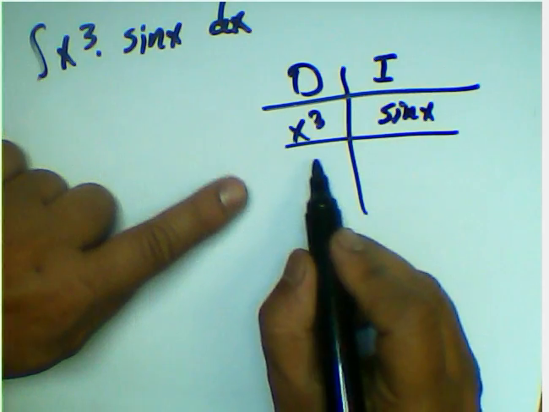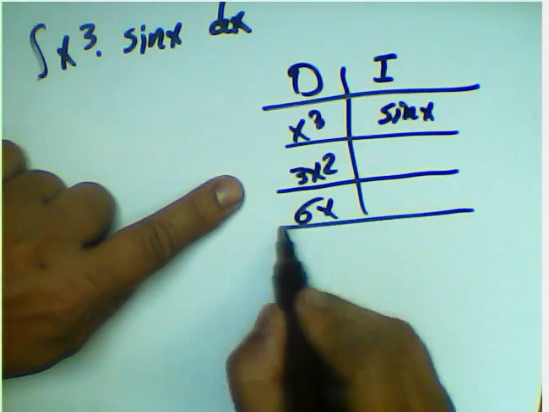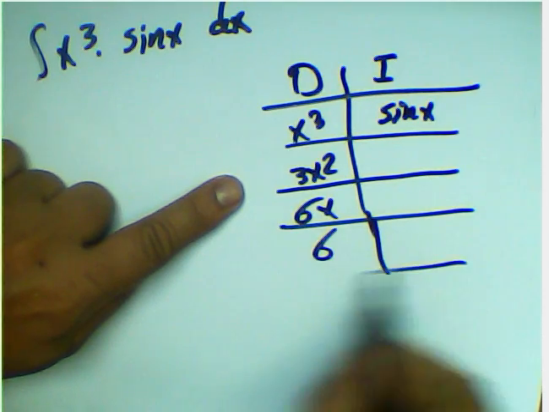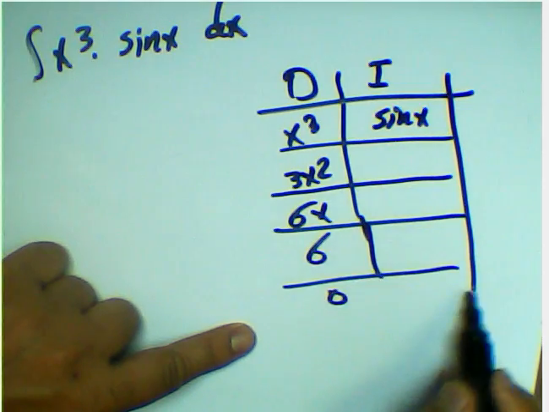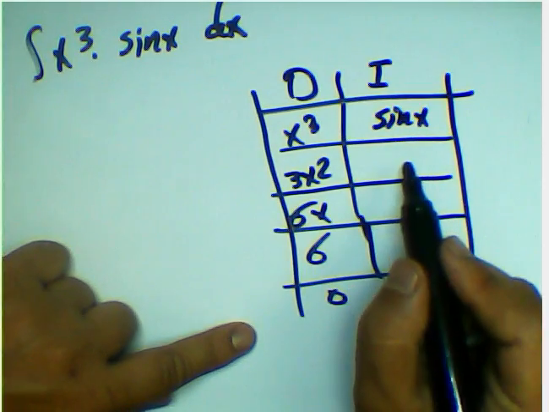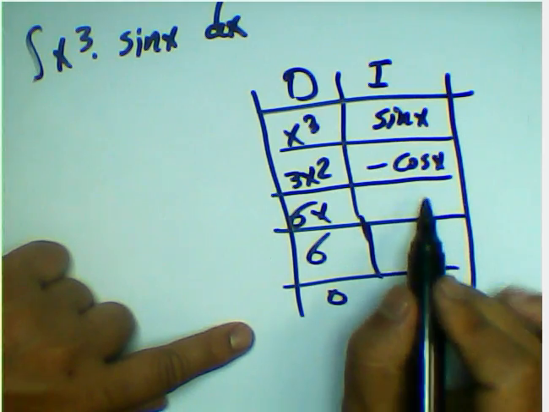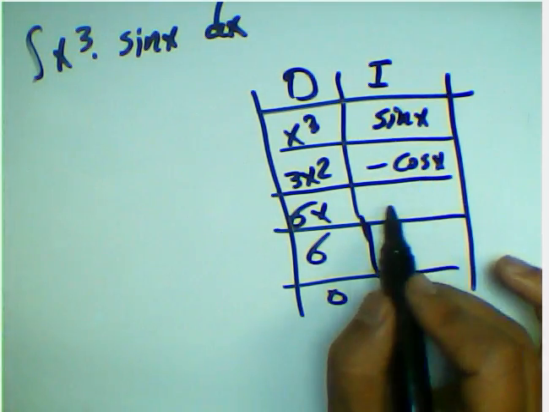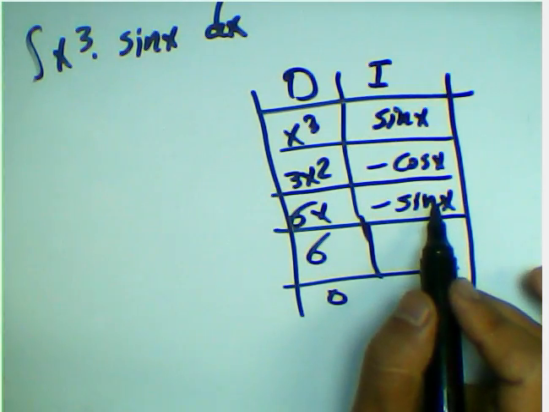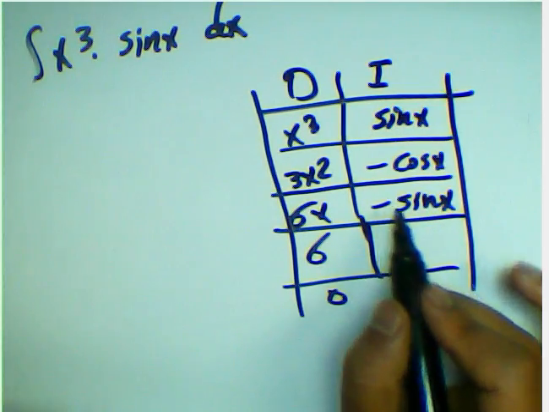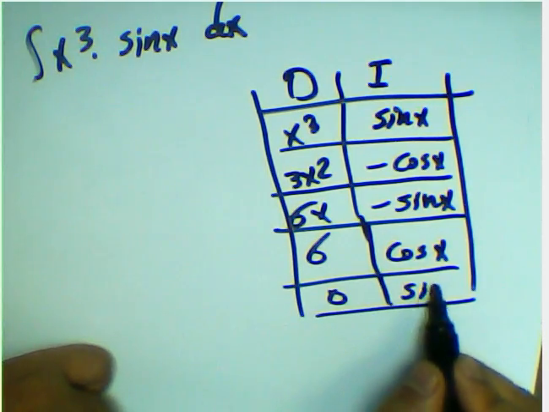The derivative of it will be 3x power 2, then 6x, then 6, then equal 0. Okay, and the integration of sine will be negative cosine, the integration of negative cosine will be negative sine, the integration of sine will be negative cosine, negative times negative equal positive, the integration of cosine will be sine.